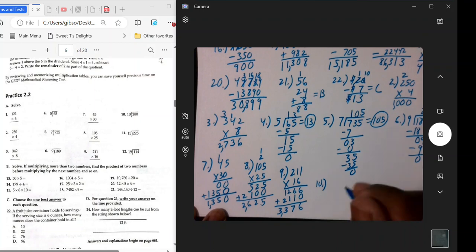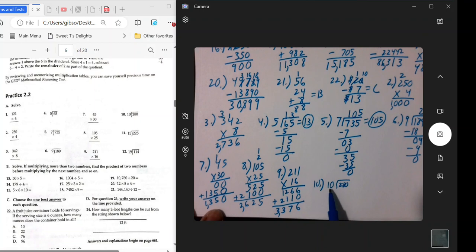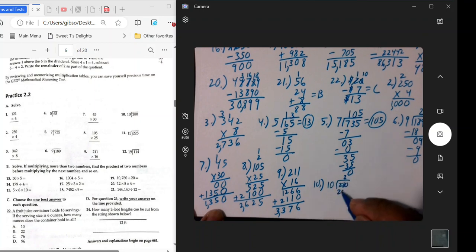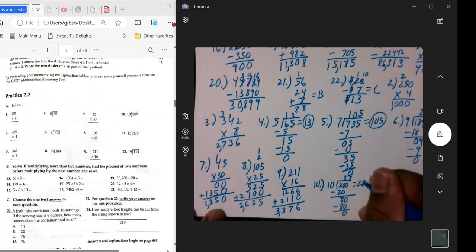Okay, now we get to problem number 10. Problem 10, we have 10 into 280. Now we have a 2-digit number here. So we know 10 does not go into 2, but 10 goes into 28 twice. 2 times 10 is 20. 28 minus 20 is 8. And bring down our 0. 10 goes into 80 8 times. 8 times 10 is 80. And 80 minus 80 is 0. So your final answer here is 28.